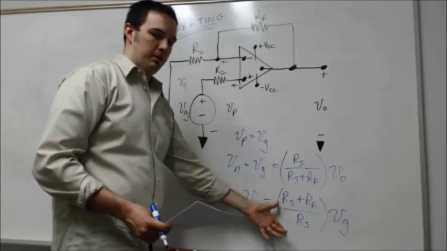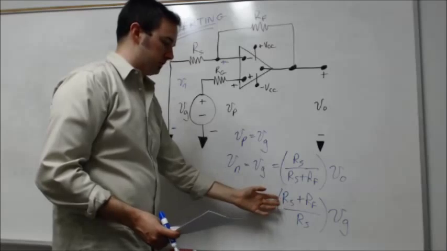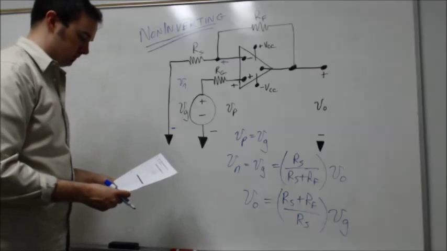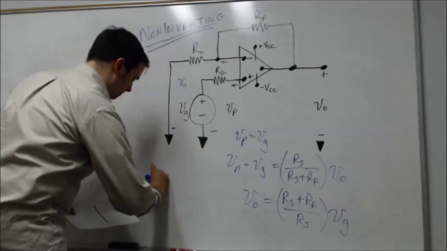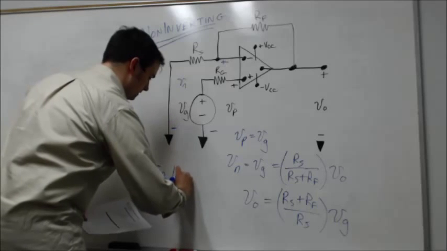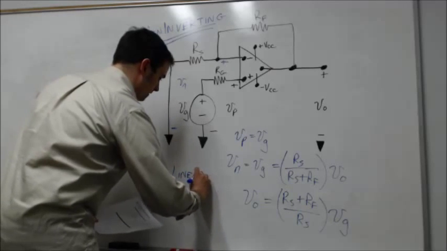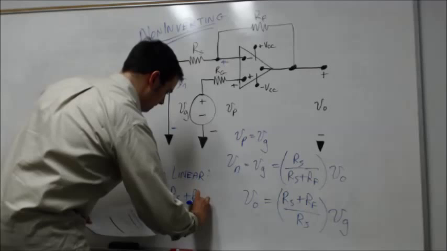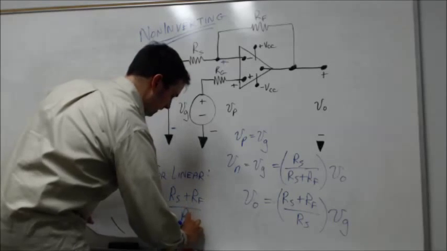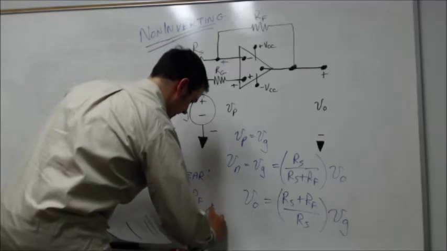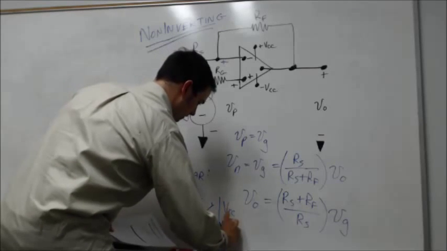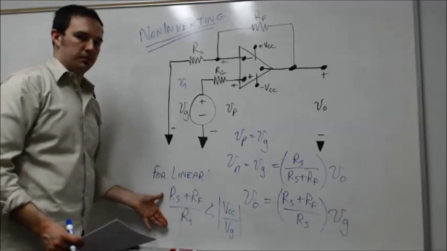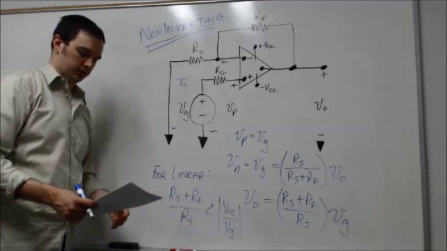But I'm still able to amplify my input by this factor, Rs plus Rf over Rs. And so I could similarly choose my resistor values accordingly. And then we just want to be sure that to stay in the linear region of the curve from the op amp, this gain factor here, Rs plus Rf over Rs, has to be less than VCC over VG in this case. Okay. So this is just defining the upper limit that we talked about with the inverting amplifier circuit.